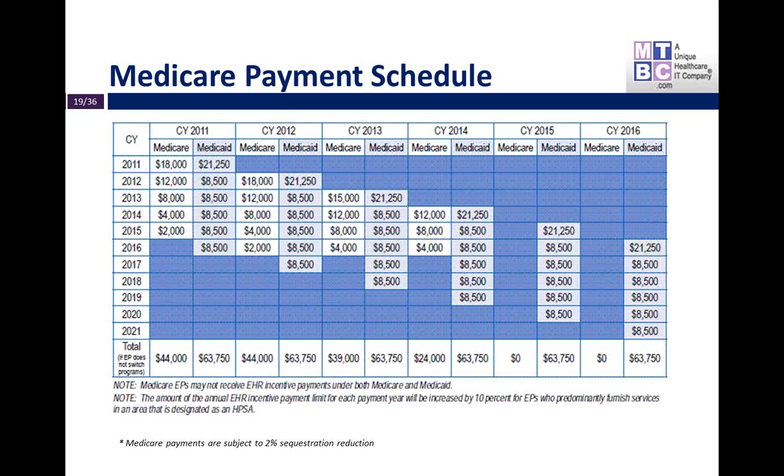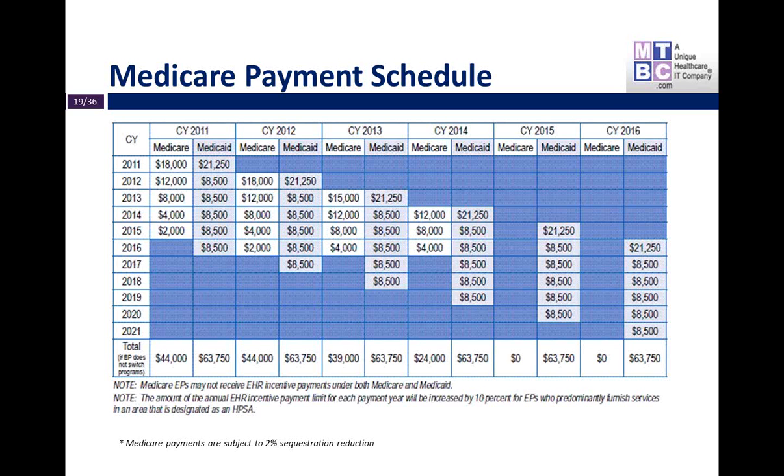In the next slide, there's a table that will explain how much a provider will receive in each calendar year. So if you started in 2011 or 2012, your incentive amount under Medicare was $18,000. If you started in 2013, it was $15,000 in the first year and $12,000 in the second year, $8,000 in 2015, and $4,000 in 2016.